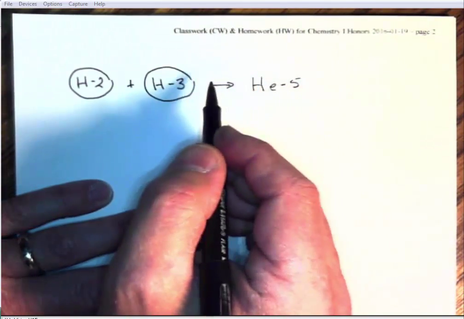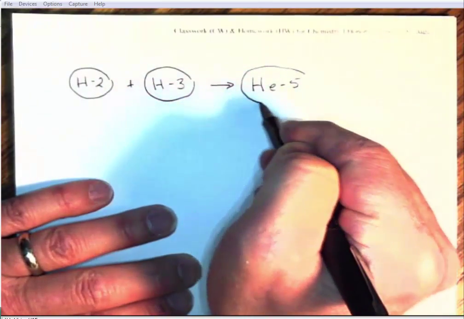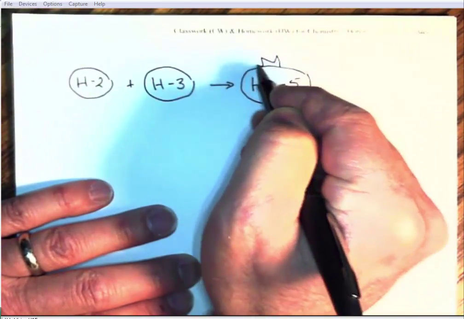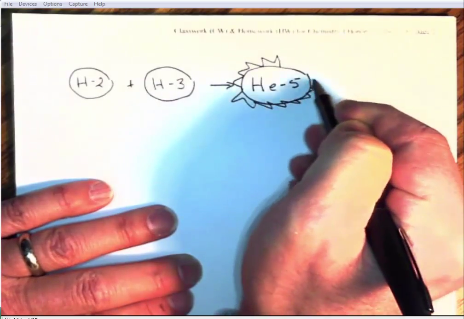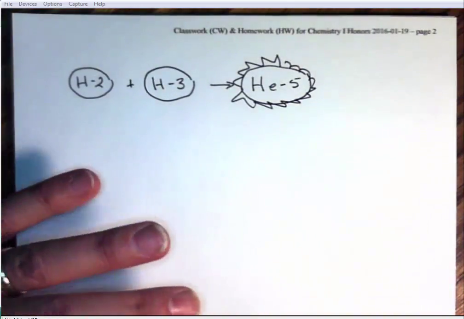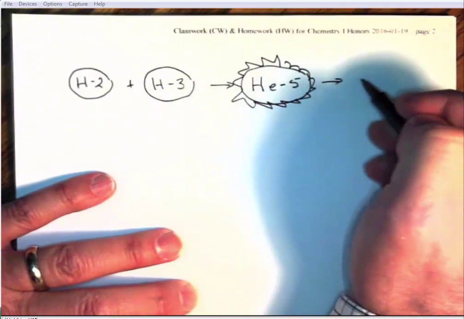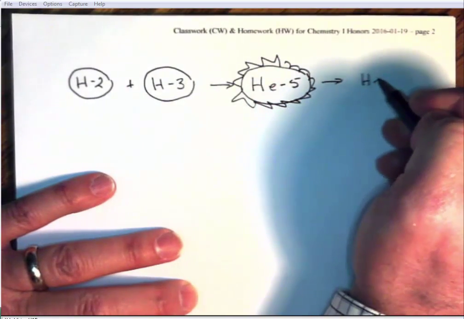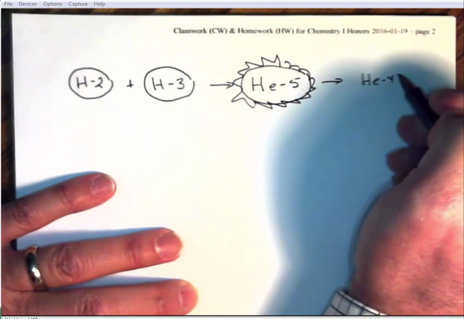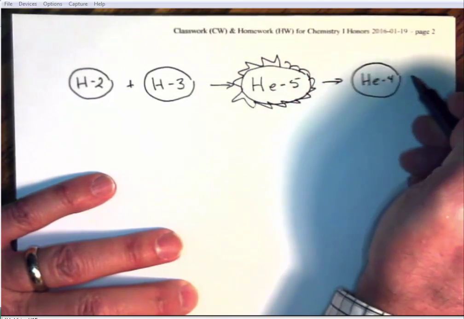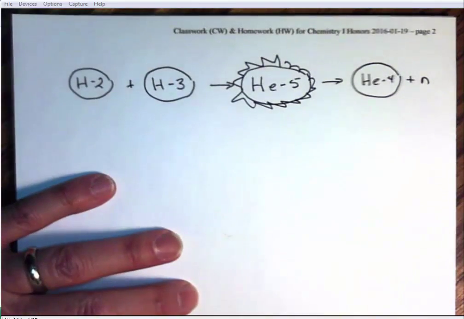It makes it very unstable. So this is really, really temporary. This thing doesn't even stick around for part of a second. It's going to blow apart, all right? And as a result, we're going to get a normal helium, which is helium-4, and we're going to give away a neutron. That makes sense?